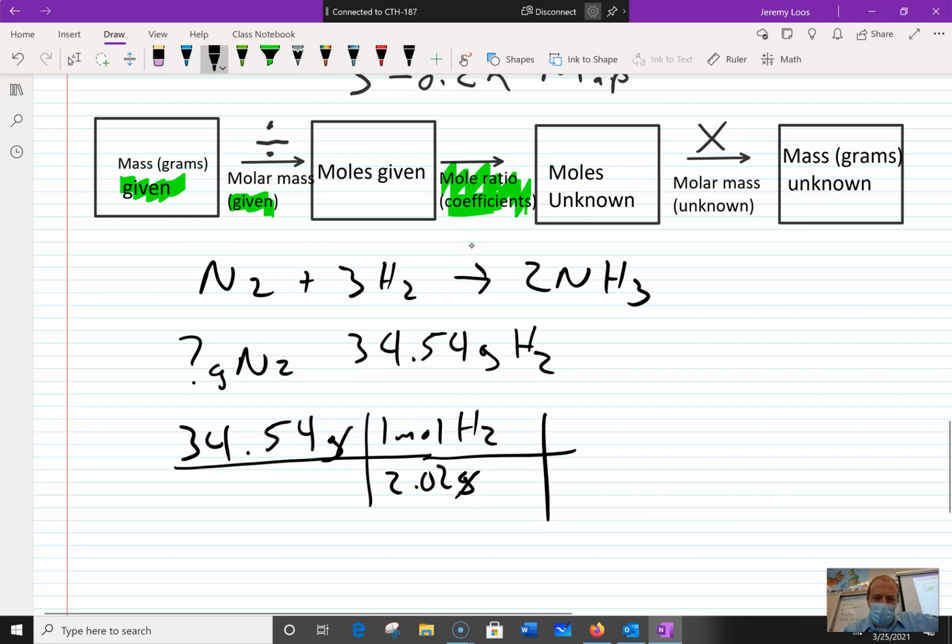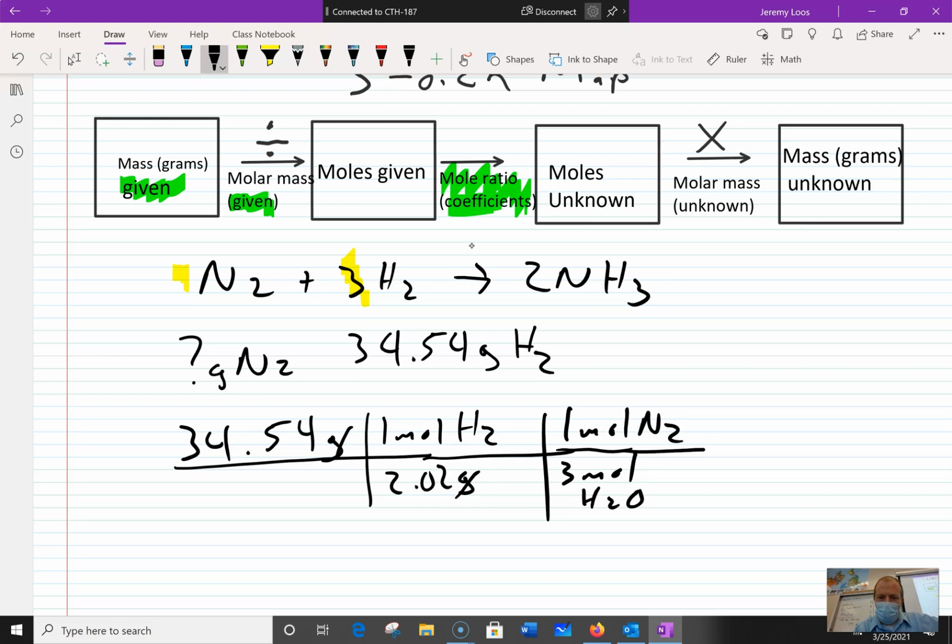Okay, gram unit cancels. So the mole ratio, that's where I'm using coefficients. The coefficients in this case are 3 and 1. This, 3 and then an invisible 1 that's in front of the nitrogen. What goes up must come down. Moles hydrogen is on top. Therefore, moles hydrogen will be on the bottom in the next one. So they always alternate like that.